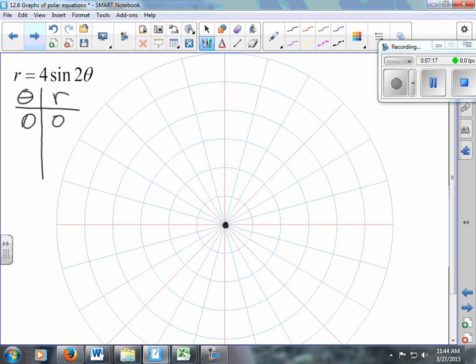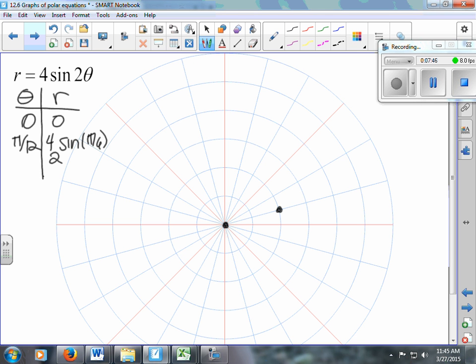Let's now move. Since this is 2 times theta, if I would like to take the sine of 30 degrees, which I would because that's a half, then I need to do half of 30 degrees, which is pi 12. So I'm going to plug in this really small angle, pi 12. Then I get for r 4 sine of pi 6, which is 4 times a half, or 2. So at pi 12, I get 2.